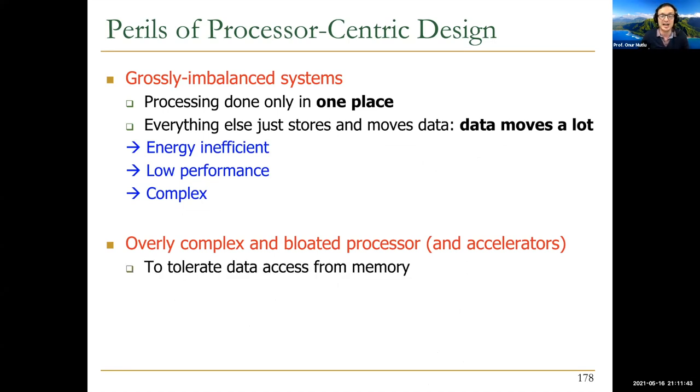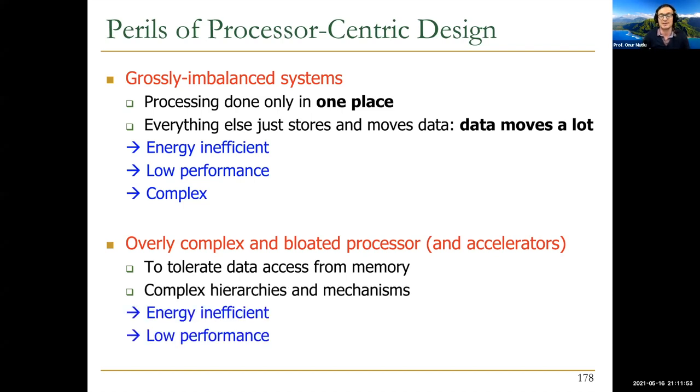We add a lot of mechanisms to tolerate data access from memory: multi-threading, out-of-order execution, many, many levels of caching hierarchies in software and hardware, prefetching, et cetera. And as a result, this becomes energy inefficient, low performance, and complex. And opportunity cost increases as well. And when these mechanisms don't work, we lose a lot of efficiency, even more on top of the energy inefficiency of moving data around.